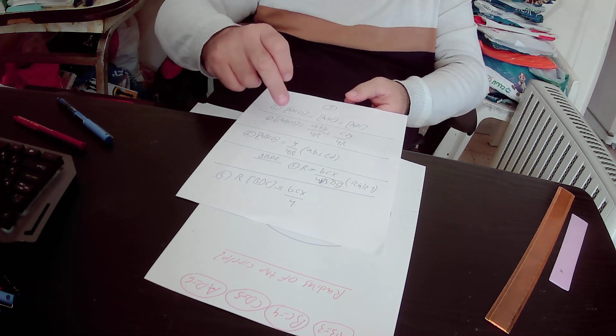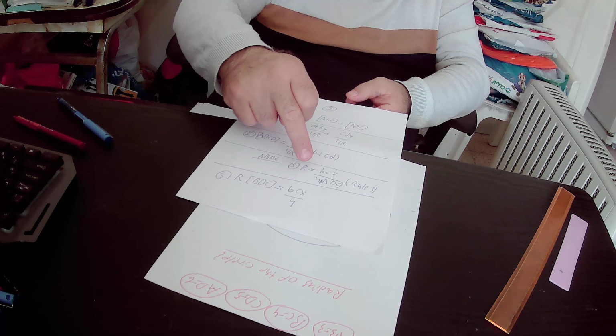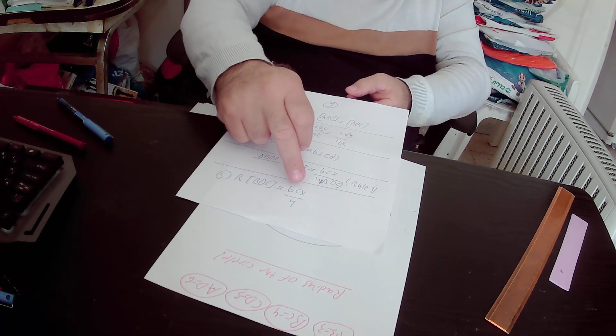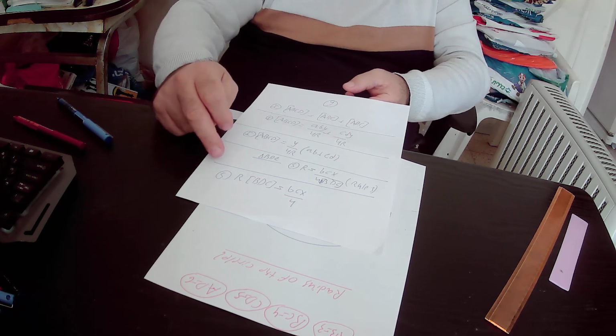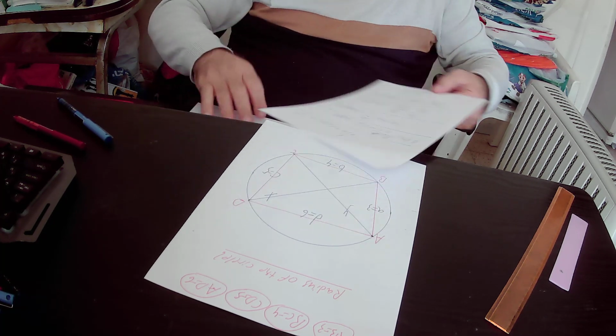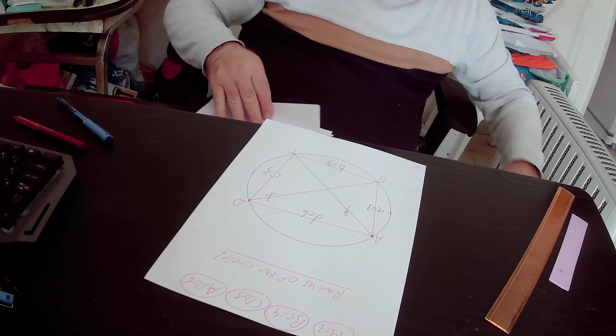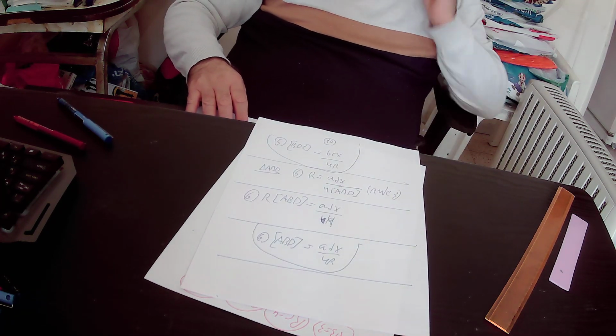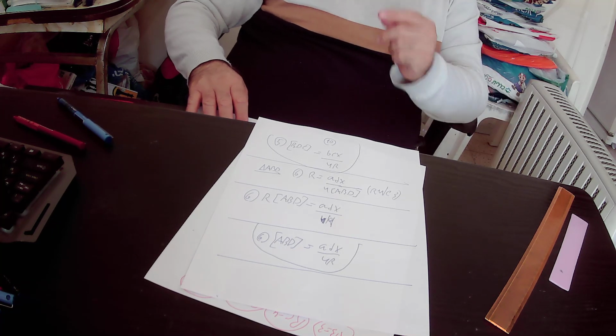We multiplied equation number 5 by the area of triangle BDC, and we got that R times the area of triangle BDC equals BCX over 4. Here we divided equation number 5 by R, and we got that the area of triangle BDC equals BCX over 4R.